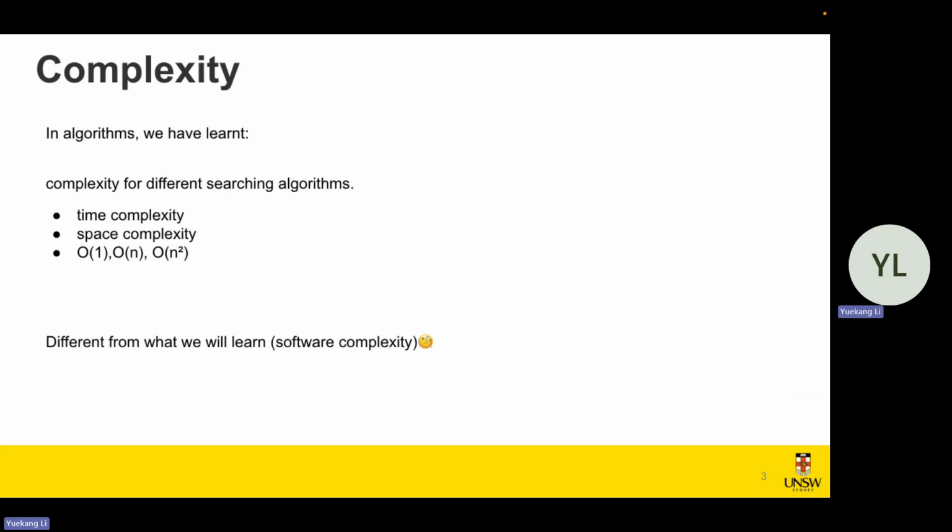However, it is different from what we will learn today. What we will learn is not about how long it takes for the software to run something or how much memory would be consumed by the software. What we care about today is the complexity of the structures of the software themselves. The complexity we have learned in algorithms is also known as computational complexity, and what we will learn is software complexity.